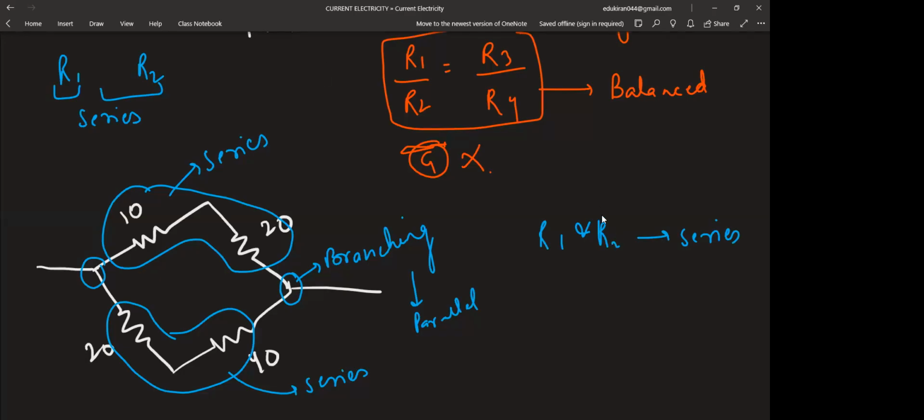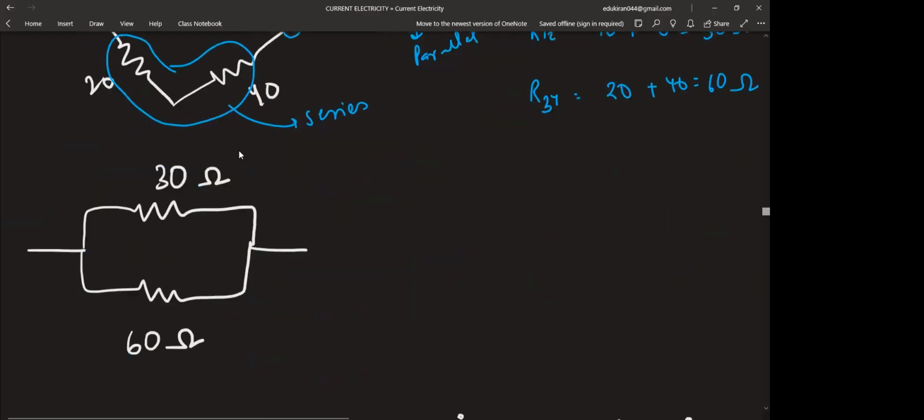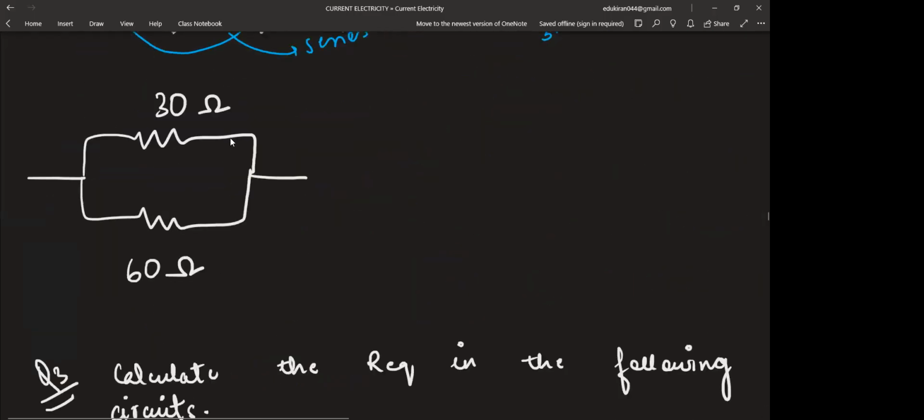If you have series combination, you simply add it. Remember, we did R equivalent as R1 plus R2. So here R12 will be equal to 10 plus 20, which is equal to 30 ohms. Similarly, these two are also connected. So R34 will be equal to 20 plus 40, equal to 60 ohms. Now further 60 ohms and 30 ohms, they are connected in parallel.